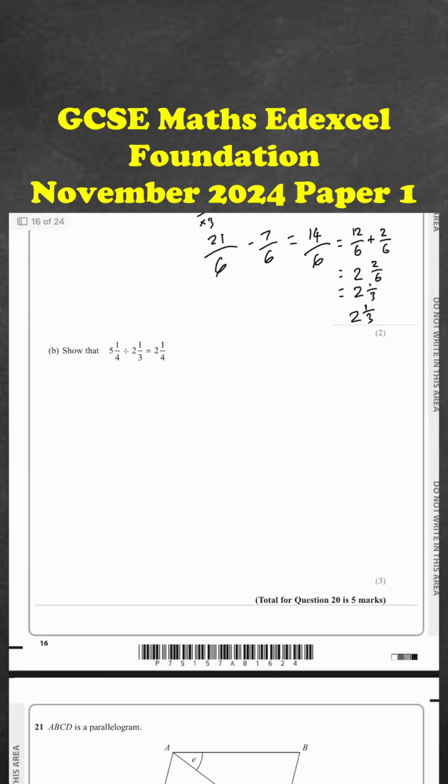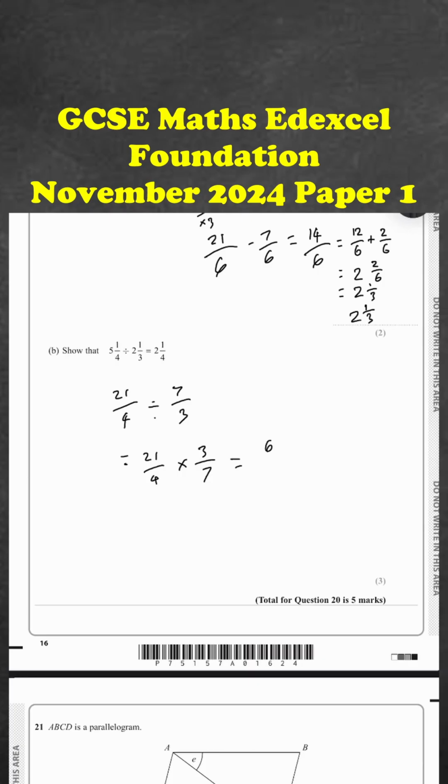Part B. Show that 5 1/4 divided by 2 1/3 equals 2 1/4. I'm going to do the same thing again here and make these top-heavy fractions. So 5 1/4 is the same as 21 over 4. 2 1/3 is the same as 7 over 3. If you divide by a fraction, that's the same as multiplying by the reciprocal. So what I'm going to say is this is 21 over 4 times 3 over 7.